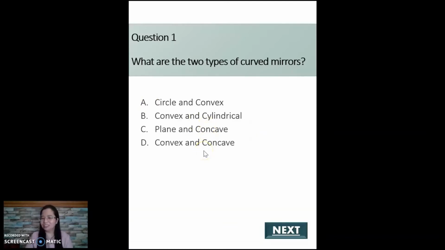Do you have an answer already? Let's reveal the correct answer here. It's letter D, convex and concave mirrors. Did you guess it right? Very good. So now let's go to the next question.